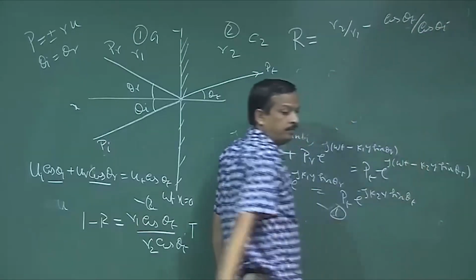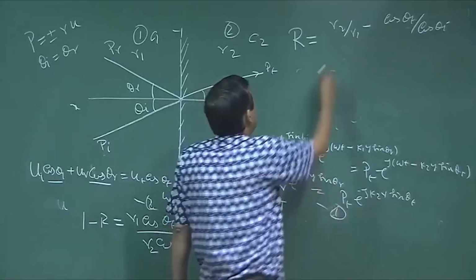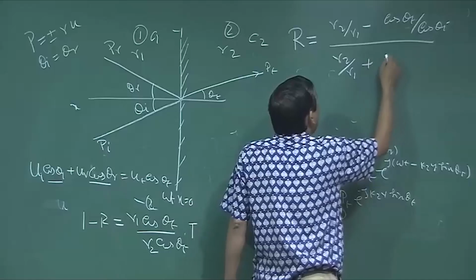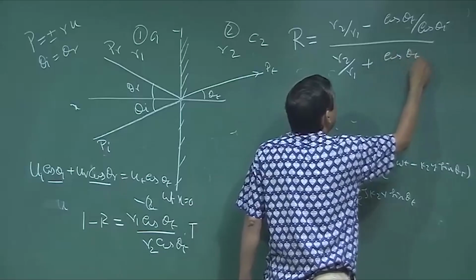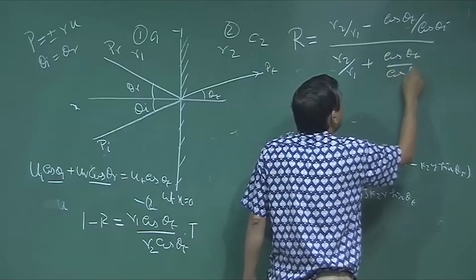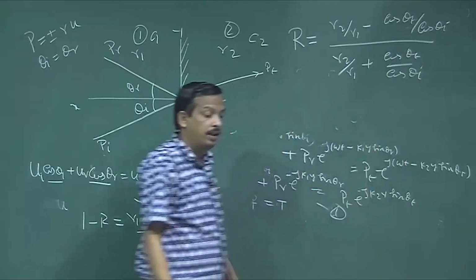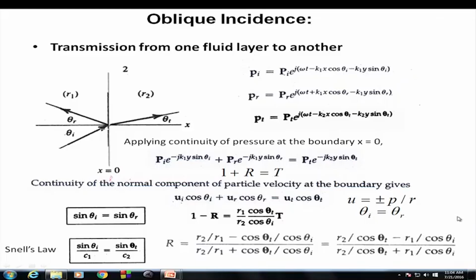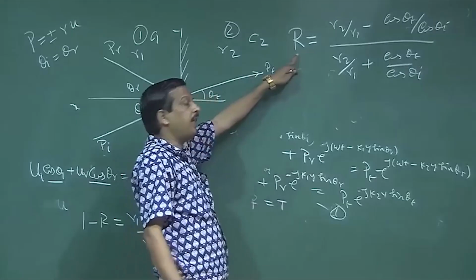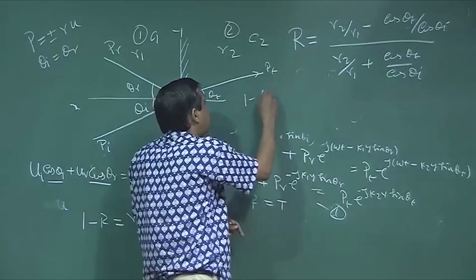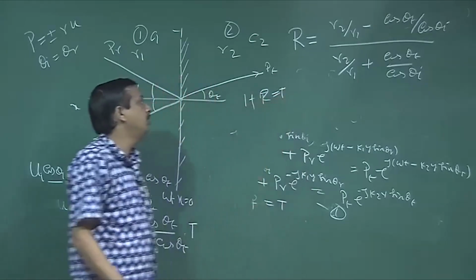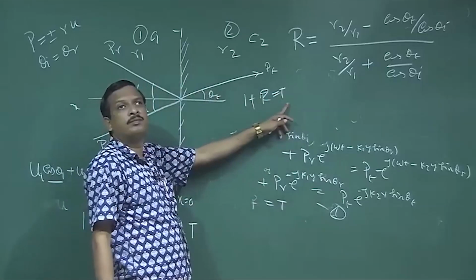I, divided by r2 by r1 plus cos theta t by cos theta I. This is the r equation. Okay. So, once I get the r equation, this is the reflection coefficient equation, I can calculate the t equation, 1 plus r is equal to t. So, I can calculate the t.